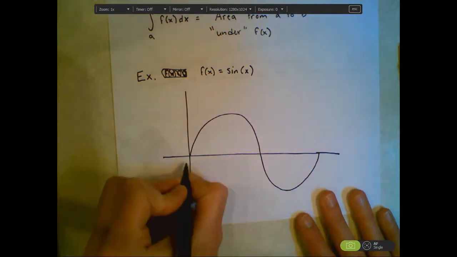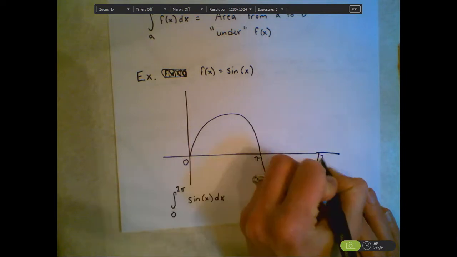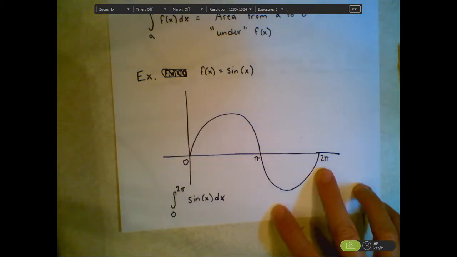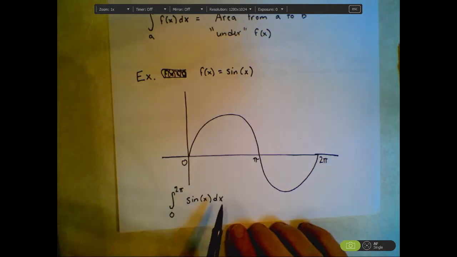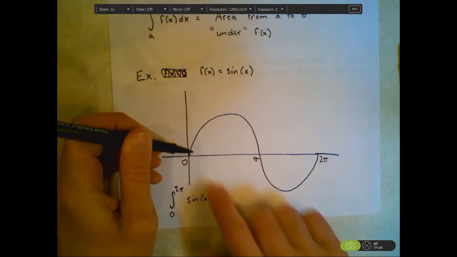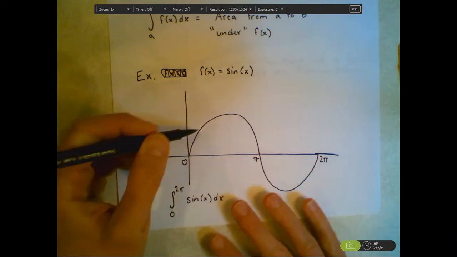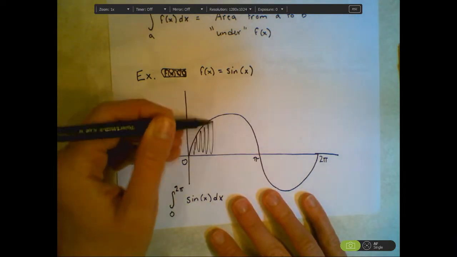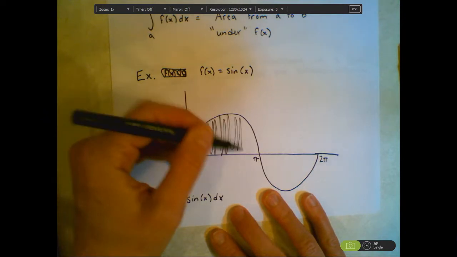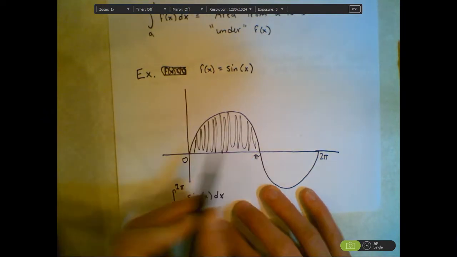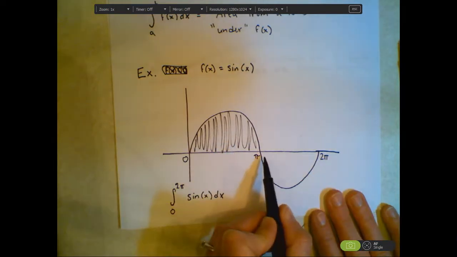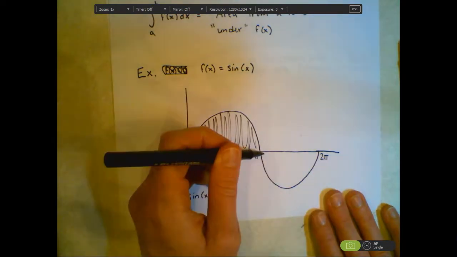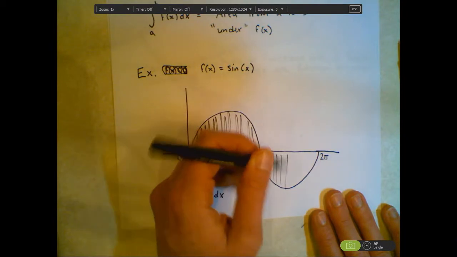So here's 0, here's pi, here's 2 pi. And I'm going to evaluate this graphically rather than algebraically. We're going to talk about algebraic techniques in the next section. But if I look at this, I see that for this part of the curve, it's continuous and it's above 0. So the integral from 0 to pi is just going to be this positive area. But the integral from pi to 2 pi is going to be this negative amount.